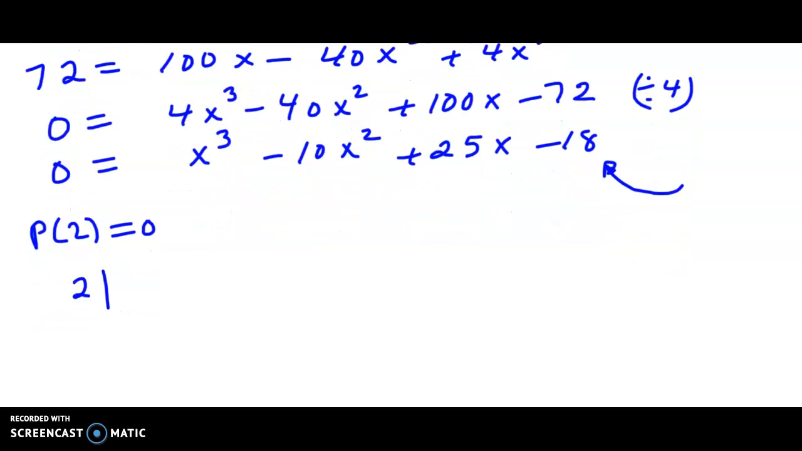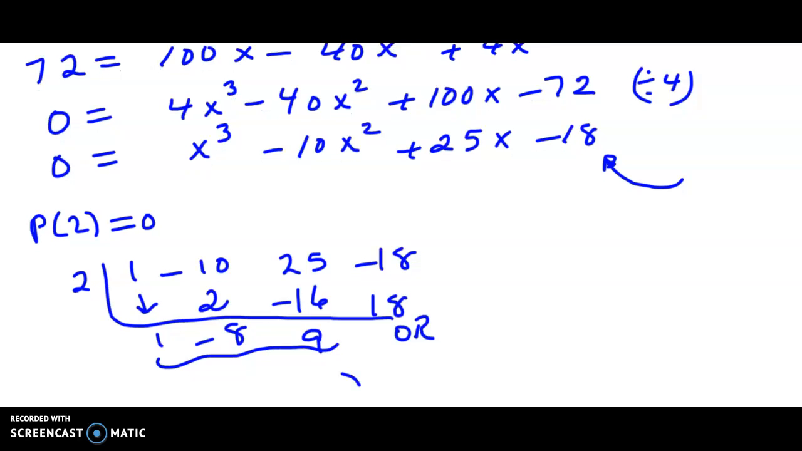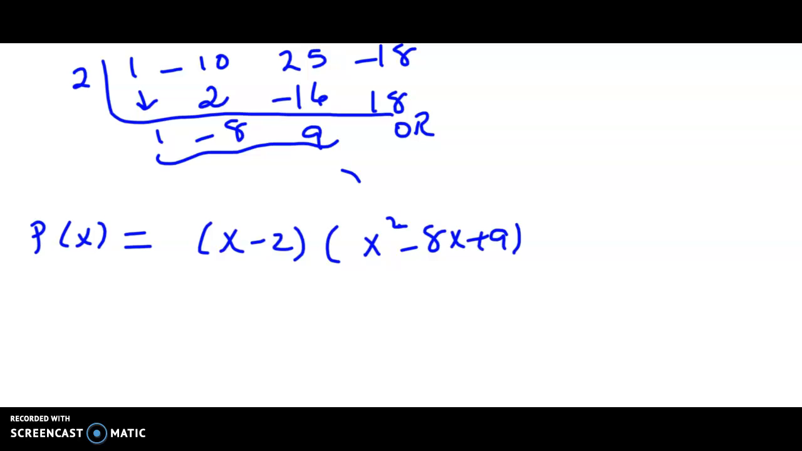Now I'm going to do my synthetic and put the coefficients of my equation in. You drop your first term and you multiply, and then we continue the process. 9, 9 2s are 18, 0 remainder. So this is my new quotient. So we're going to keep going. So my polynomial right now is x minus 2, which is a factor because 2 when you sub in gives us 0. And then I have x squared minus 8x plus 9 as my other factor.